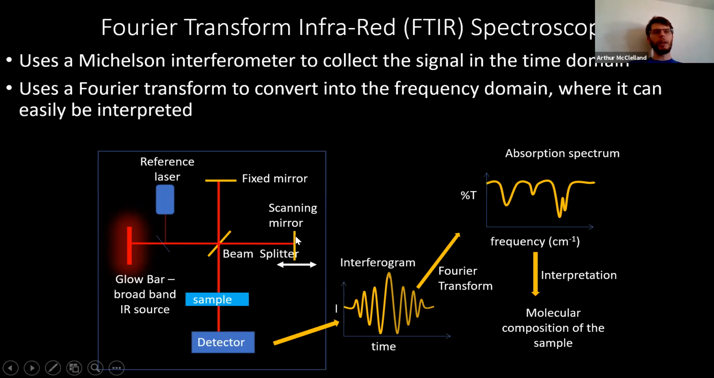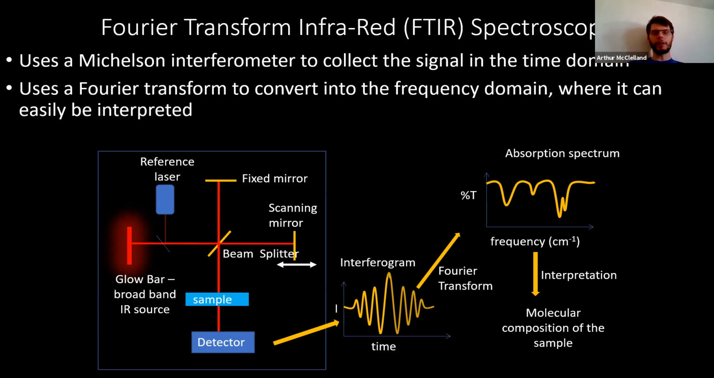And so we're using the wave properties of light and the constructive and destructive interference of light. We then send these two beams through the sample, and the sample will absorb specific wavelengths, specific frequencies of light that correspond to vibrational energy transitions. And we detect the light, and what we actually detect is this interferogram, this intensity of light as a function of time.